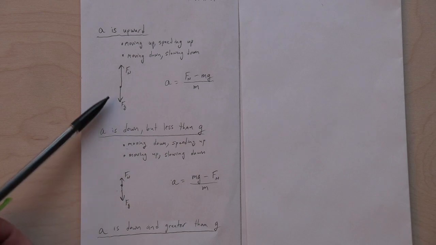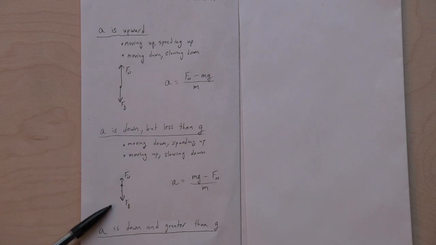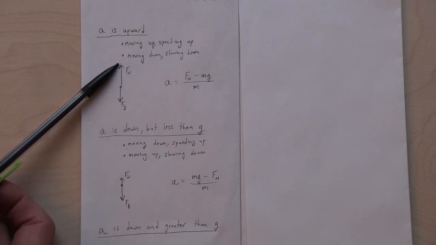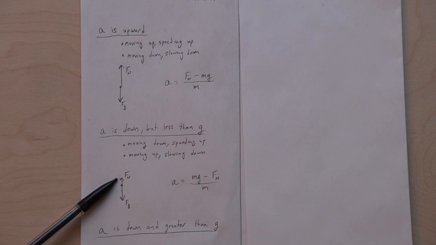Draw the gravity the same size as over here. It's still the same person, 1,000 newtons, 1,000 newtons. But instead of, say, maybe 1,200 up, maybe we only have 800 up. So now we have 1,000 down, 800 up. Net force down, the object will accelerate down. So how do you set that up?